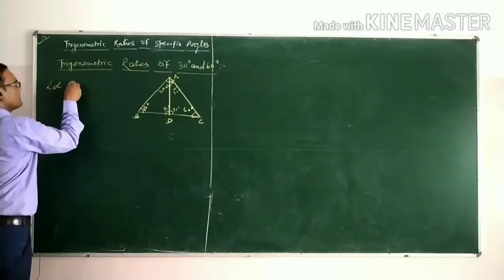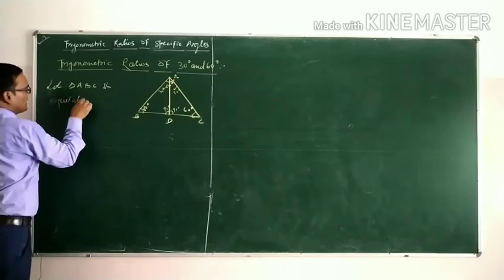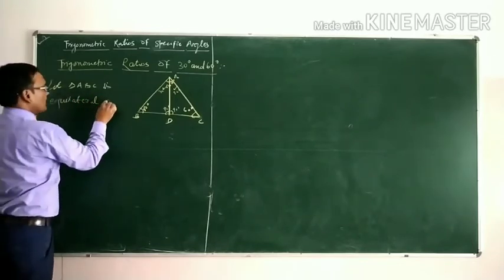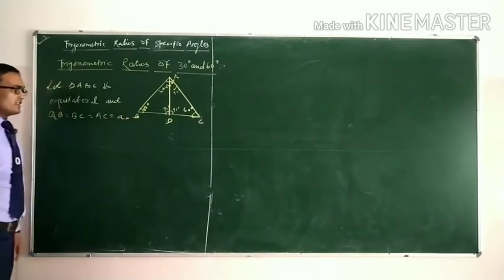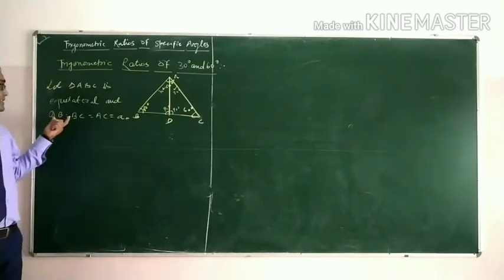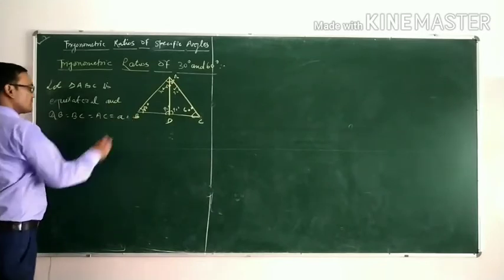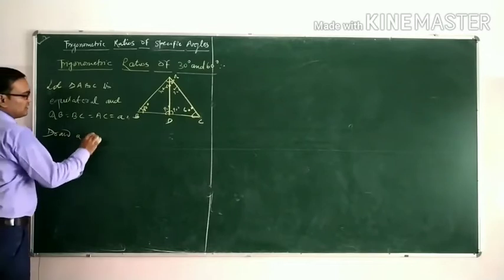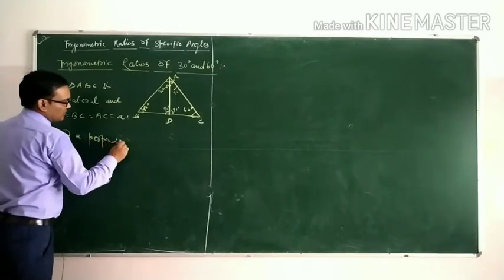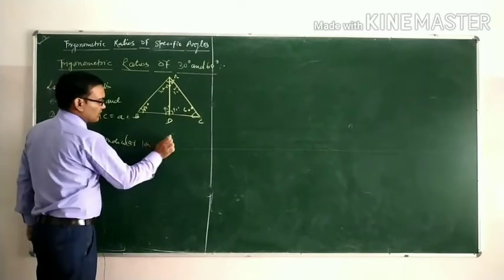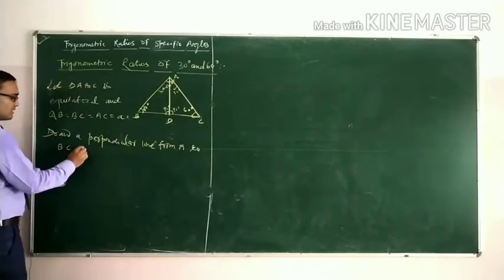Let triangle ABC be an equilateral triangle and AB equal to BC equal to AC equal to A. We suppose that the sides AB, BC and AC are A. Draw a perpendicular line from A to BC, call it AD.